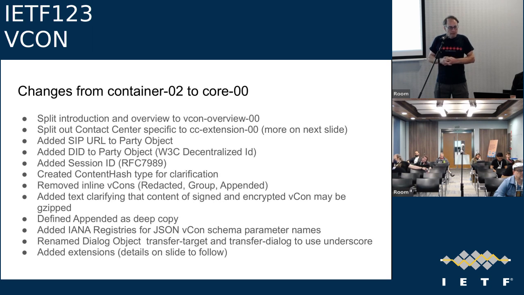And then there were two parameters. I don't know what I was thinking. I added two parameters in the dialog object that had hyphens instead of underscores. Everywhere else I used underscores. For some reason I didn't notice that for several iterations of the document, but I noticed it when I was building the IANA registry. So I changed those names, and I added a section in the upward incompatibility or migration section about those name changes.